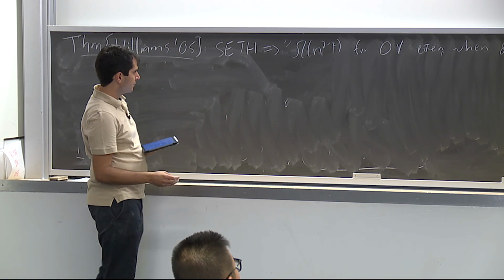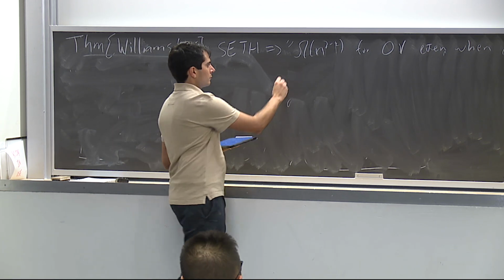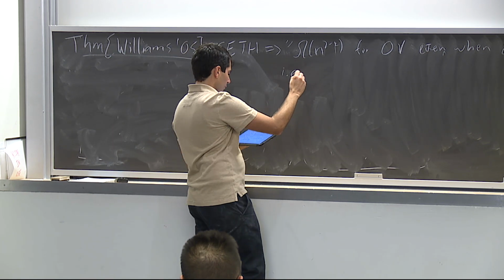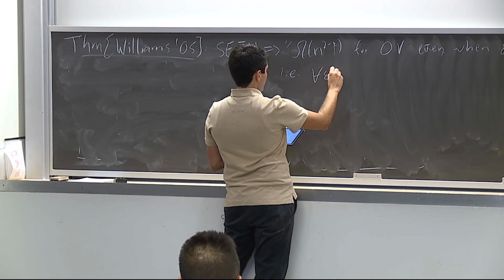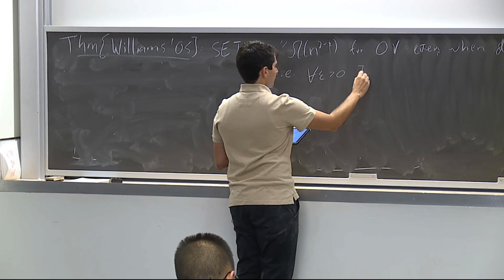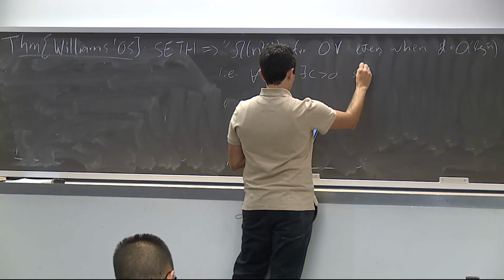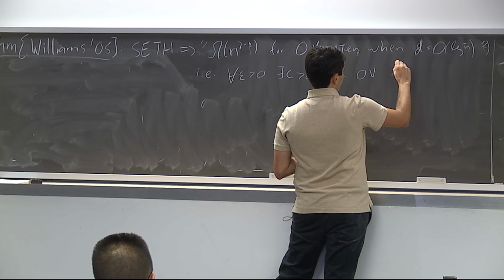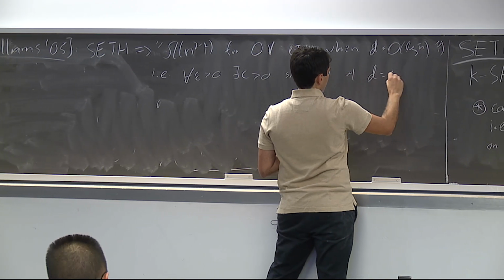How does this work? So just to state it a bit more formally, it means that for every epsilon, there's some c, that OV with c log n.